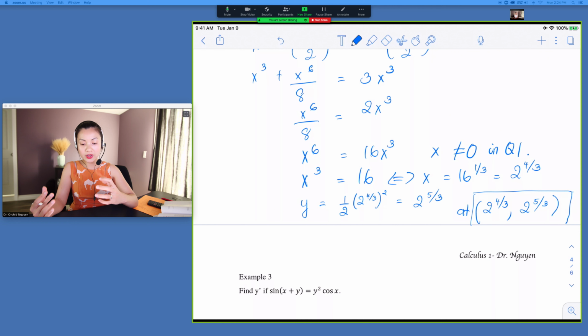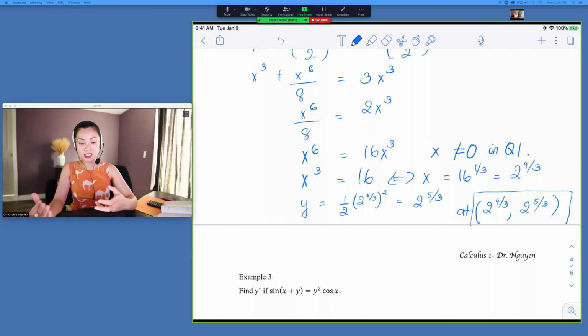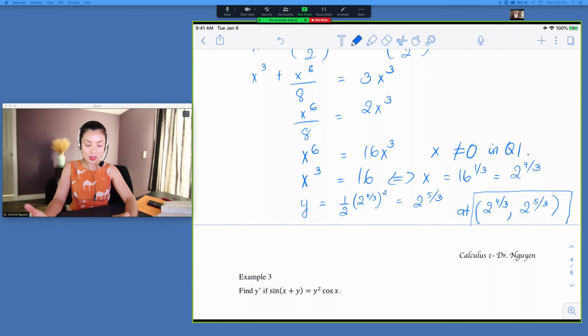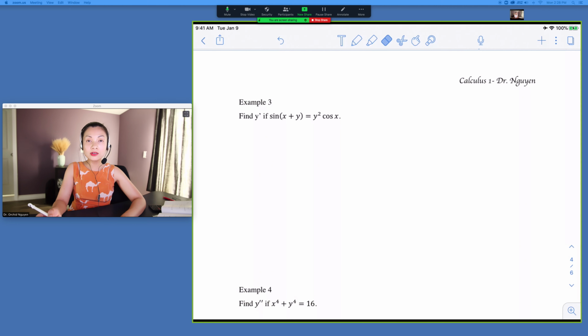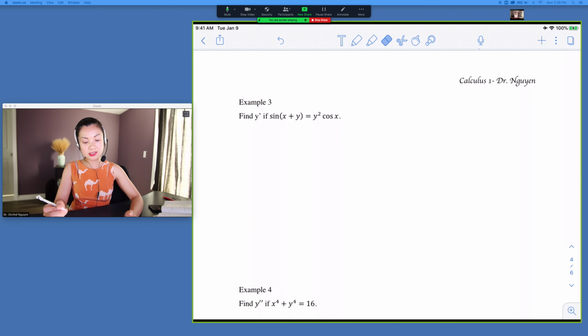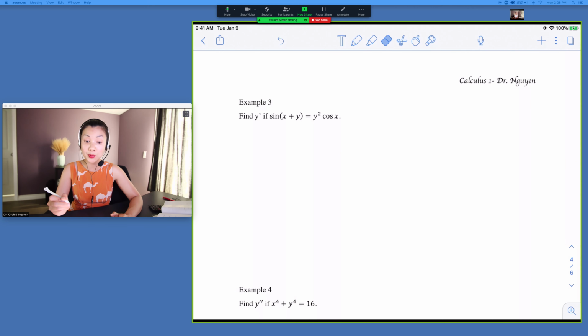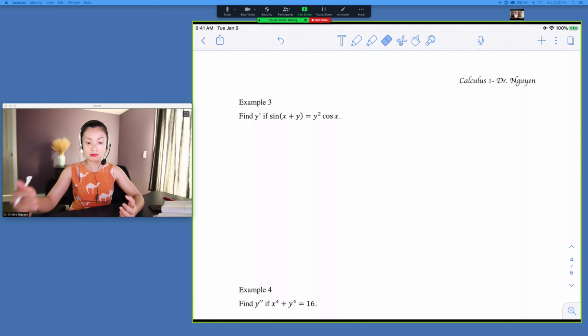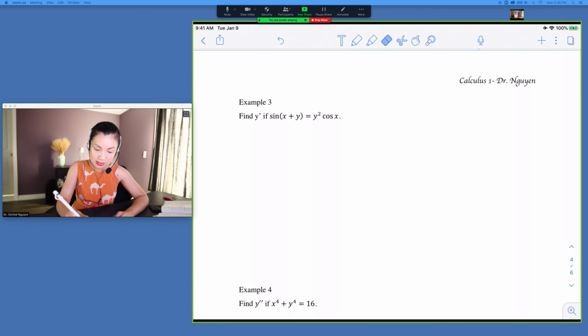I know it's a lot of calculation, but the concept is straightforward, right? The derivative is the slope of the tangent line. And every time they ask you for a horizontal tangent line, you just have to set it equal to 0 and solve for x and y. Okay, let's take a look at sample 3. So same thing as sample 3, we have to find y prime. Notice that we have the trig function, so there's no way you can solve for y. So I'm going to take the derivative on both sides.